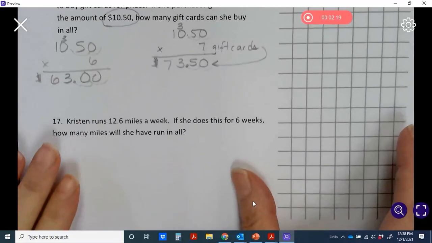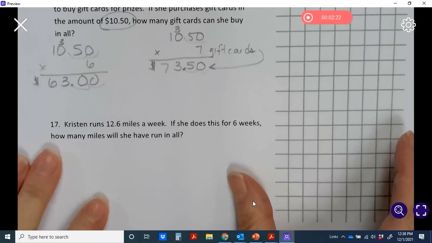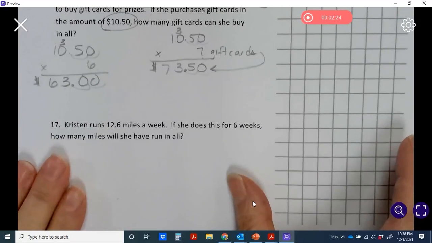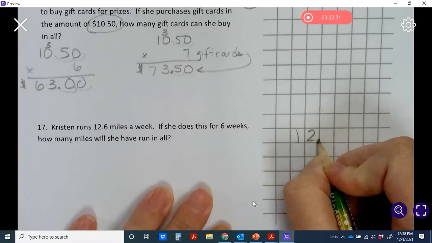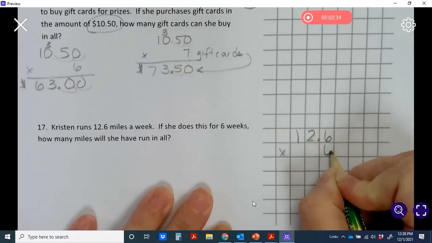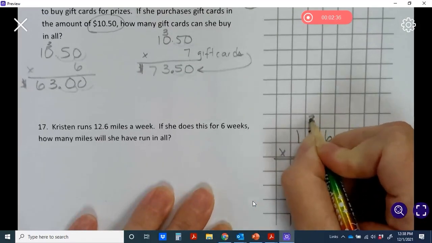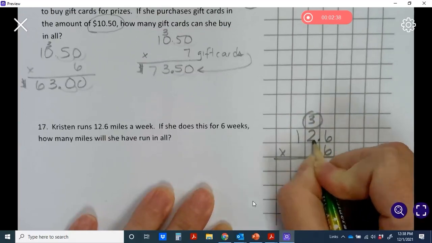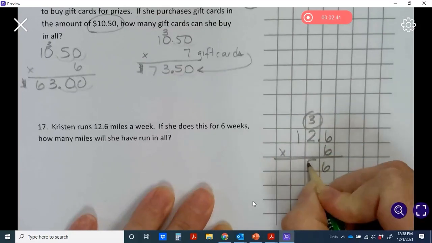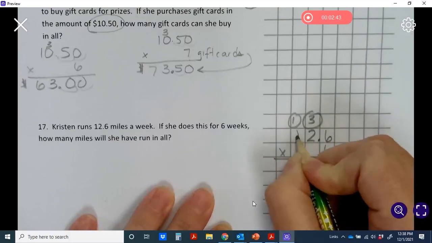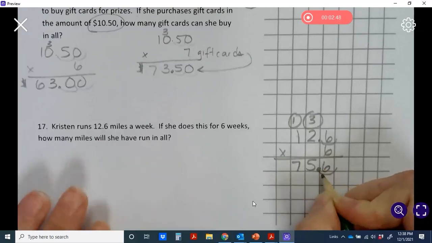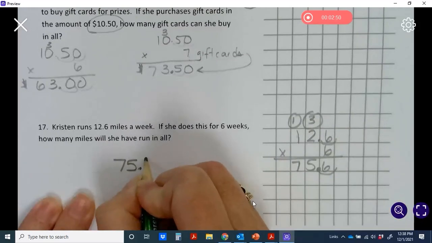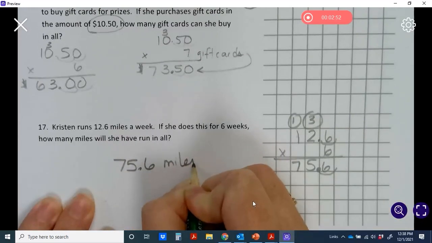All right, 17. Kristen runs 12.6 miles a week. If she does this for 6 weeks, how many miles will she have run in all? So we have 12.6 times 6. 6 times 6 is 36. 6 times 2 is 12, 13, 14, 15. Carry the 1. 6 times 1 is 6, plus 1 is 7. 1 decimal point, no decimal points, 1 decimal point. So it's 75 6/10 miles in all.